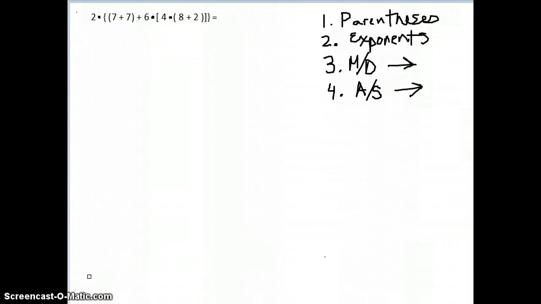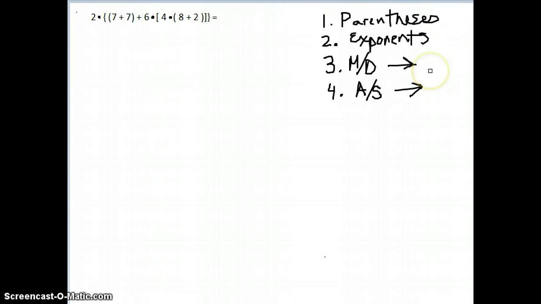Hi, in this video we're going to take a look at solving a problem that involves multiple steps, and we're going to be following the order of operations. So for review, we have our order of operations listed here. Our first step is to take care of parentheses. Our second step is to take care of exponents. Our third step is to do multiplication or division in the order that they come from left to right.